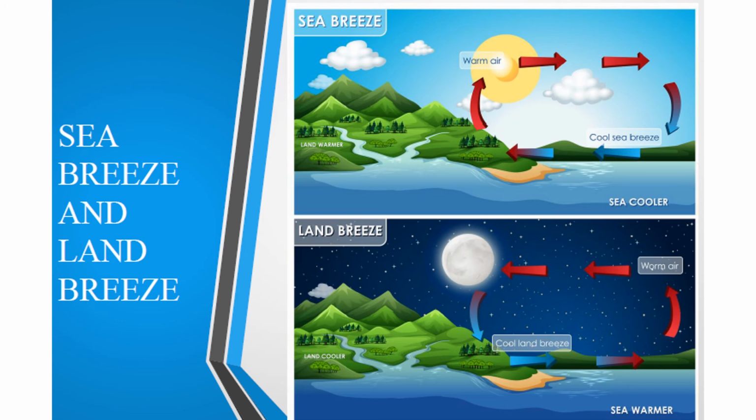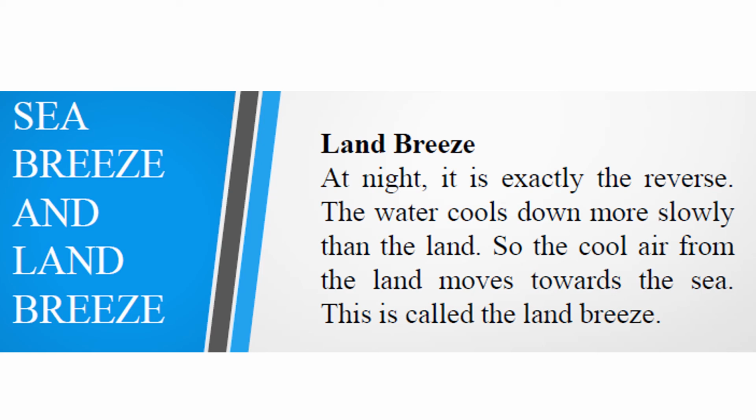Ito po yung land breeze. Pag ang sea breeze, mula dagat na hangin papuntang lupa, babalik sa taas. So, lagi po tatandaan, malamig ang dagat pag sea breeze. Pag land breeze naman, yung hangin na mula sa lupa, pupunta ng dagat, aakyat na naman. So, ibig sabihin yung tubig o yung dagat become warmer. So, the land breeze, at night, it is exactly the reverse. The water cools down more slowly than the land. So, the cool air from the land moves toward the sea. So, this is called the land breeze.